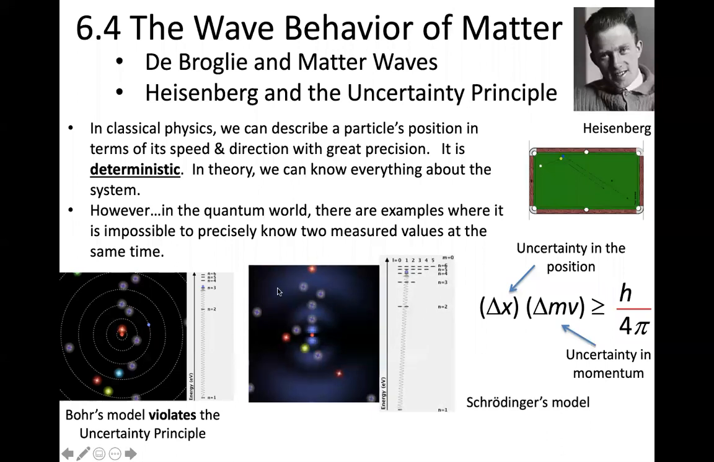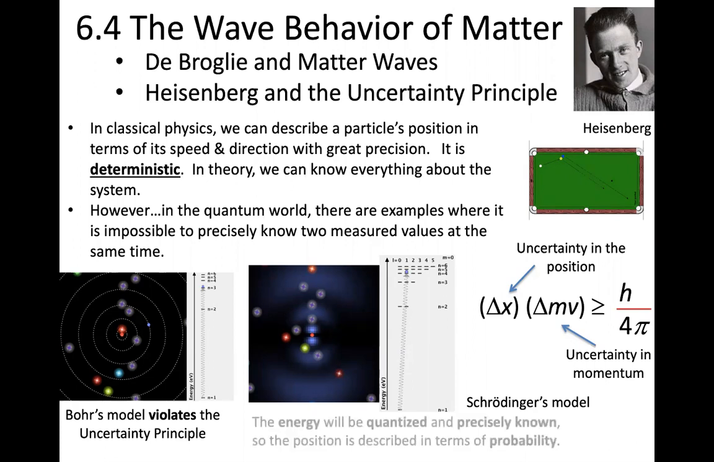Our next model, and the one that we currently use, the Schrodinger's model, it gets around this. It doesn't make the claim that you can know both the position and the momentum and the energy at the same time with complete precision. He is going to again say that the energy values are quantized. The energy values in the atom are going to be precisely known.